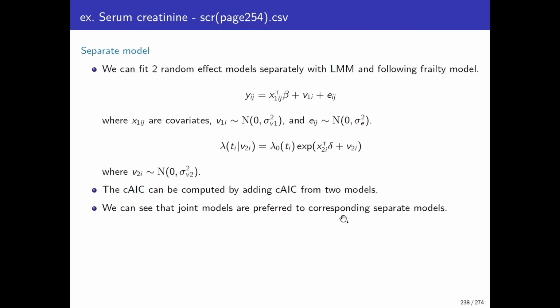We can fit two random effect models separately, with LMM and the following frailty model. We have Y_ij, where x_1ij are covariates. v_1i follows a normal distribution with mean 0 and variance sigma_v1 square, and e_ij follows a normal distribution with mean 0 and variance sigma_e square. The CIC can be computed by adding the CIC from the two models. We can see that joint models are preferred to the corresponding separate models.